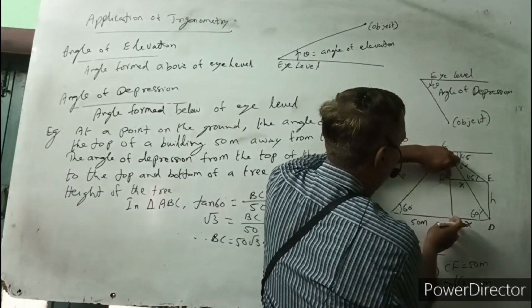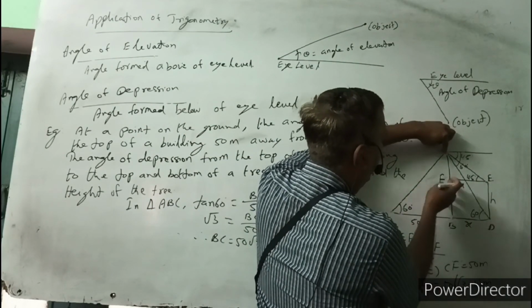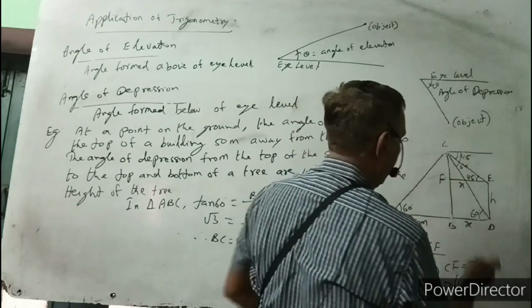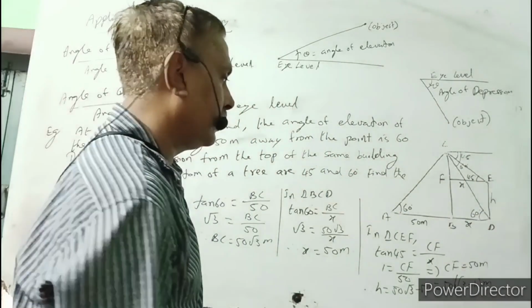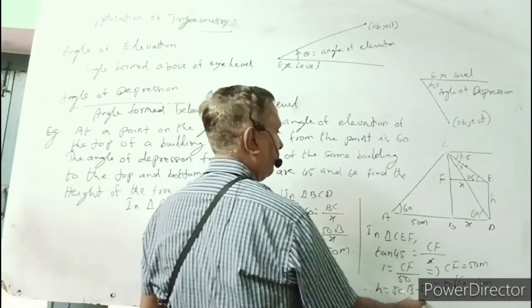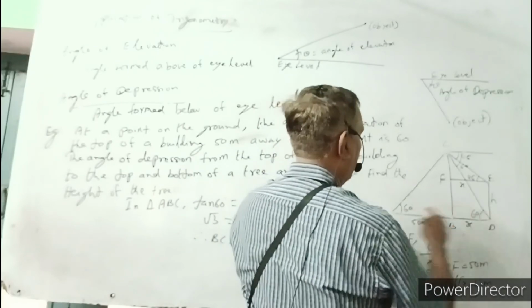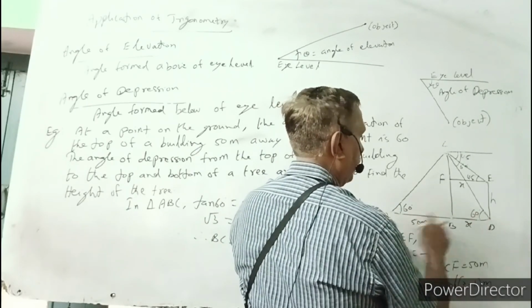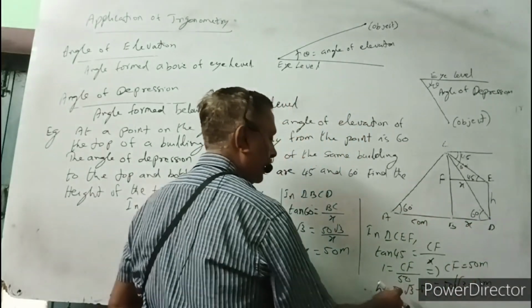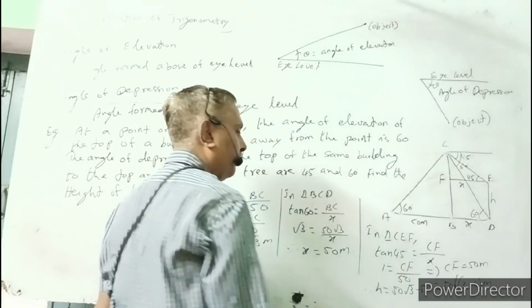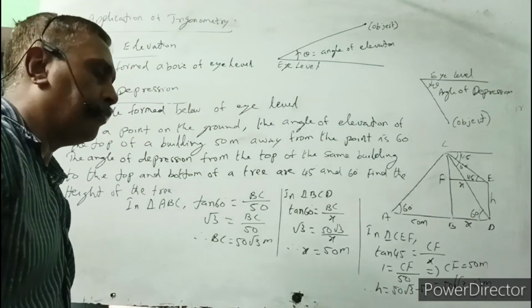So this height is total 50 root 3 minus this height. So that is 50 into root 3 minus 1, that is 50 root 3 minus 50. Now suppose you want the distance between the point and the tree, then you add 50 plus x. That means 50 root 3 plus 50. So it will come 50 into root 3 plus 1.